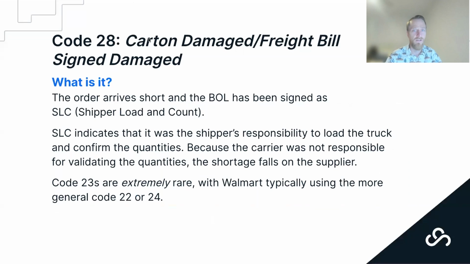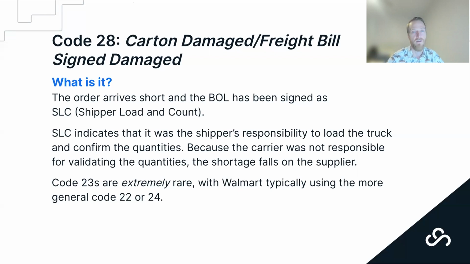And then the last one we're mentioning is code 28. This is probably less likely than the 22 and 24, but the description is carton damage, freight bill signed damage. This could happen if Walmart's receiving facility believes some of the product was damaged upon receipt of those goods. So you may have to look at the shipping docs to try to verify if Walmart's proof of delivery actually states that there were damaged goods.